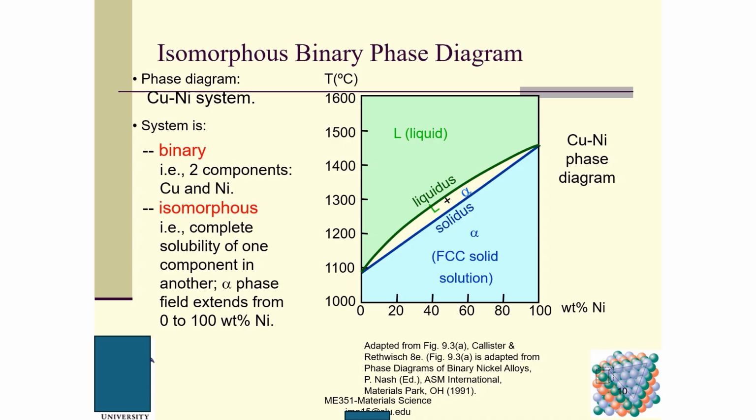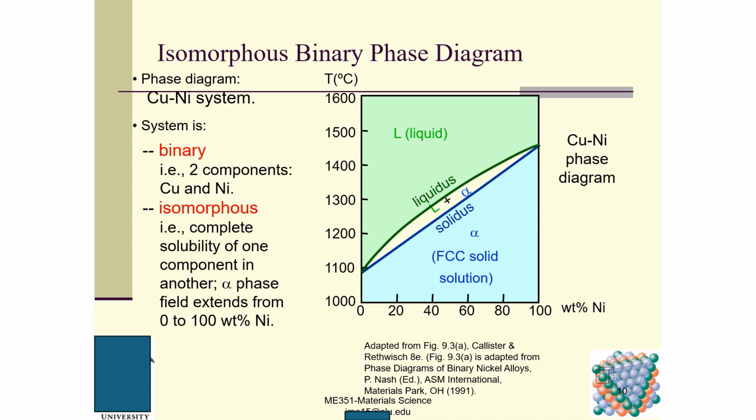So this is a phase diagram, copper-nickel. It is a binary system, we have two components, copper and nickel, isomorphous. Isomorphous means that the composition extends from 0 to 100%. That means these two elements have the same crystal structure and also almost the same atomic radii, and also very similar electronegativity, and so these two are called isomorphous.